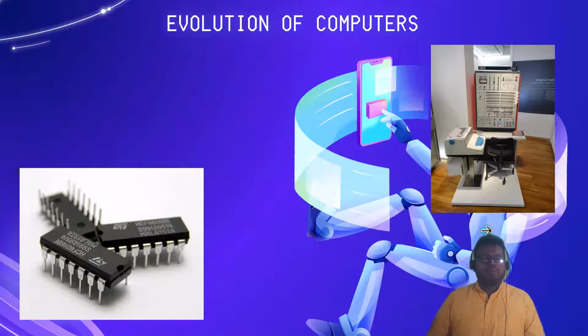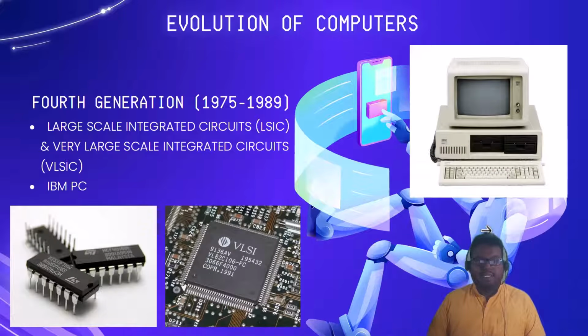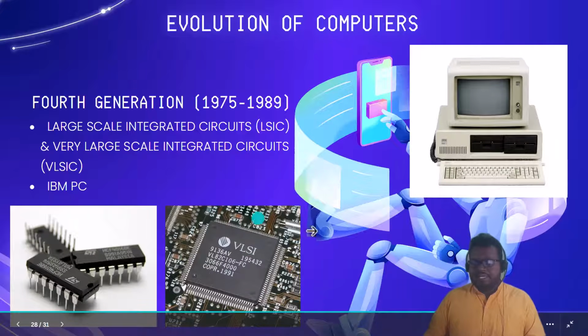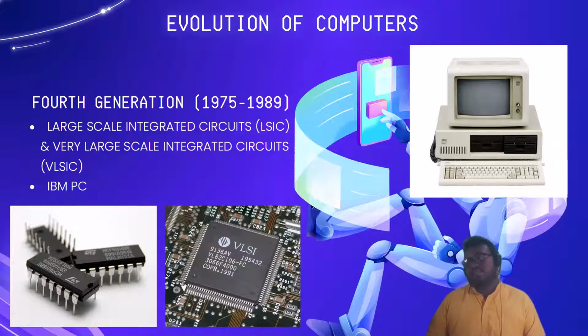Then we move to the fourth generation, which is from 1975 to 1989. In this era we used large scale integrated circuits, or LSIC, and very large scale integrated circuits, VLSIC. Thousands of components could fit in this. Okay.